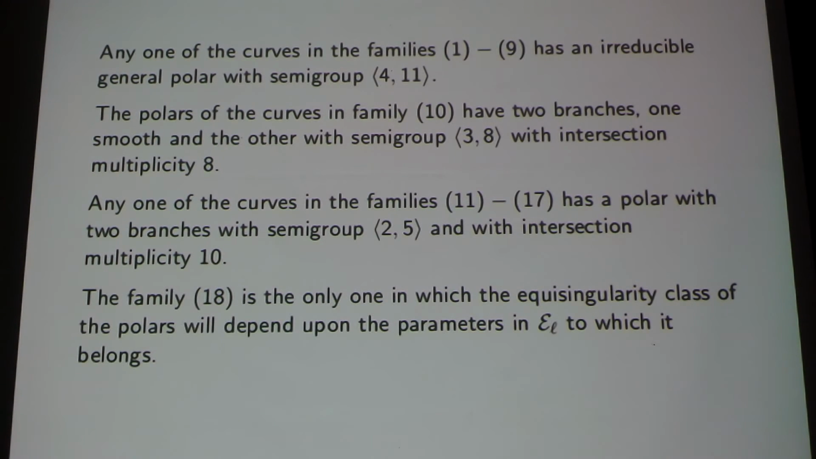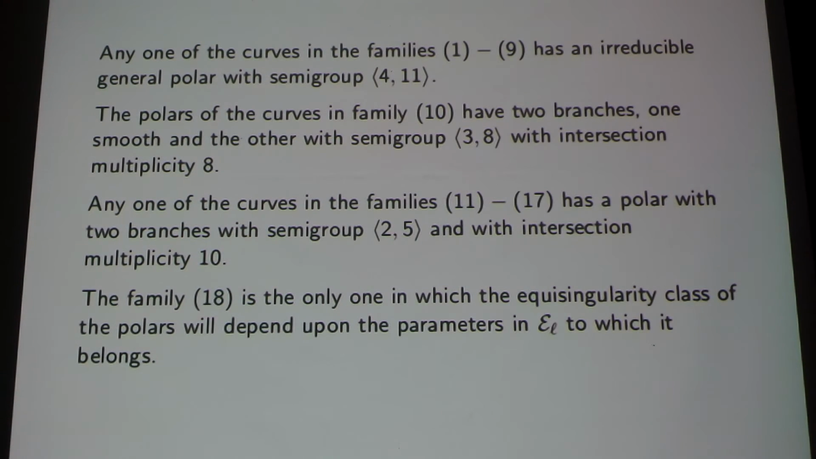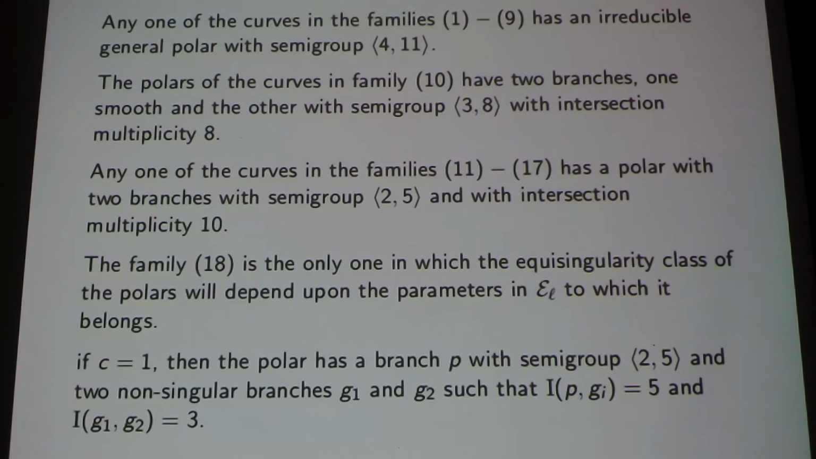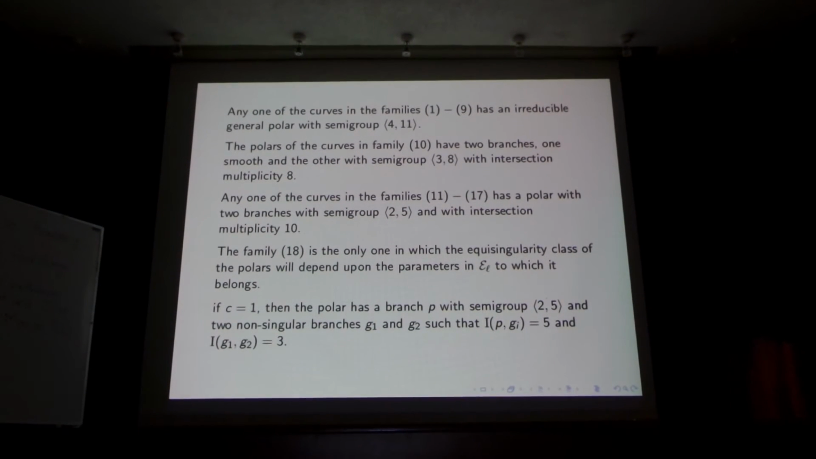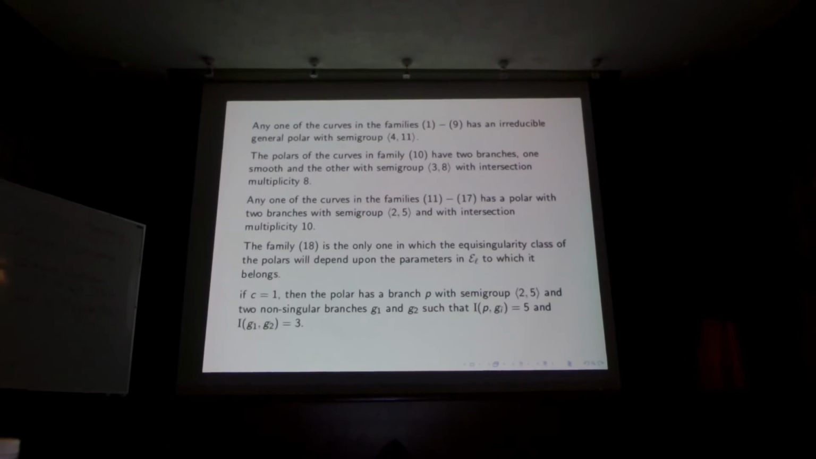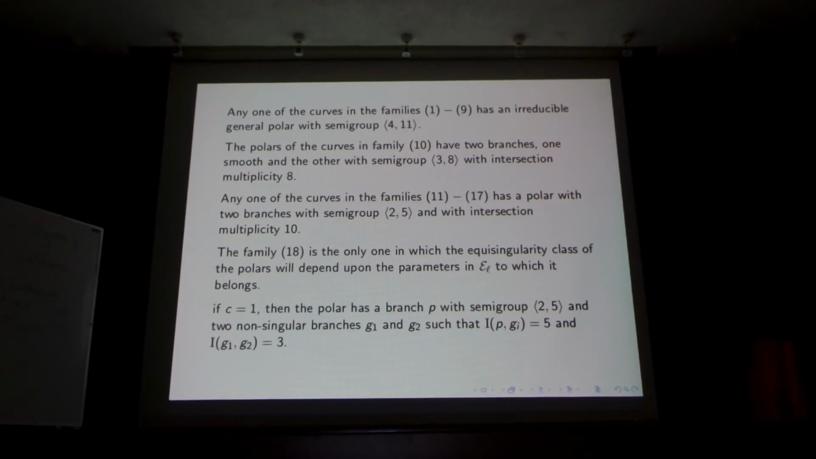And now comes the interesting stratum. The family 18 is the only one in which the equisingularity class of the polars will depend upon the parameters in E_L to which it belongs. So the first 17 cases do not depend on the coefficients of the parameterization. These are absolute. Now, if c is equal to 1, then the polar has a branch P with semigroup 2, 5, and two non-singular branches, G1 and G2, such that the intersection multiplicity of P with the G_i is 5 and of G1 with G2 is 3.